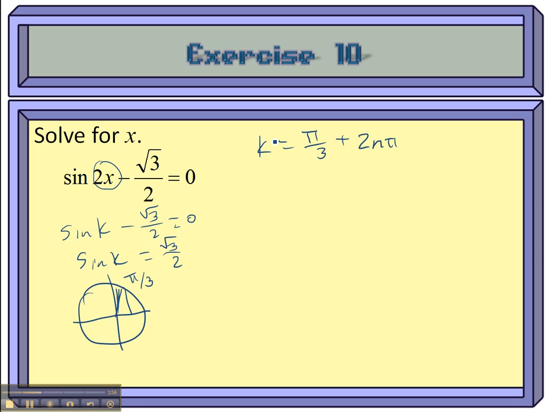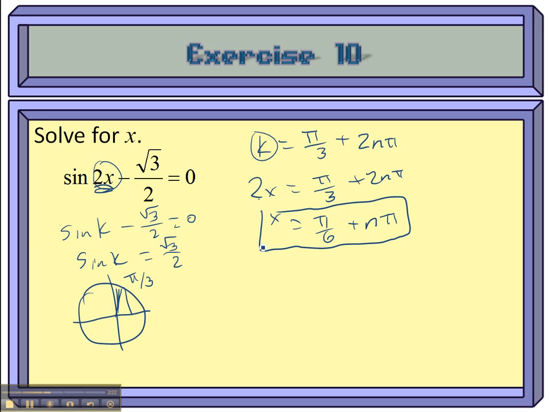But it's not really k now, is it? No, it's 2x. So let's put 2x back in its place. And how do I get rid of this 2? I have to divide both sides by 2. Pi over 3 divided by 2 is pi over 6. When I divide the period by 2, it just gives me n pi. There's the first set of solutions.